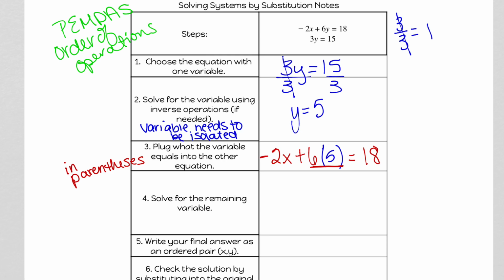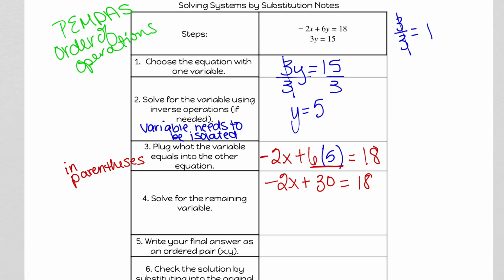Okay, so now we're going to solve for the remaining variable, just for step 4. So we have our 6 times 5. I know that is 30. Then we're going to drop everything else down. So negative 2x equals 18. So now I need to get my x isolated to solve for that remaining variable. So we're solving for the x, so we're isolating it.